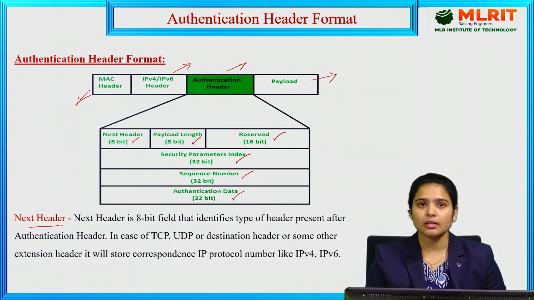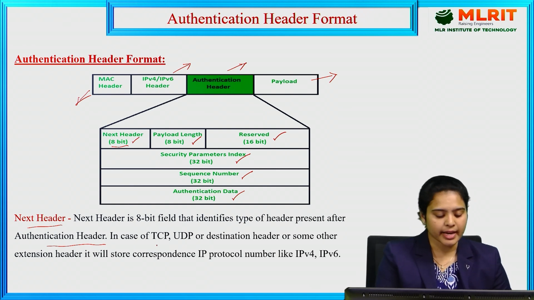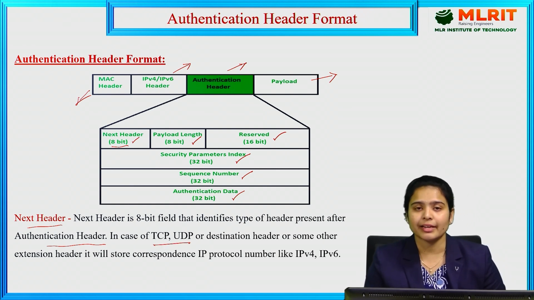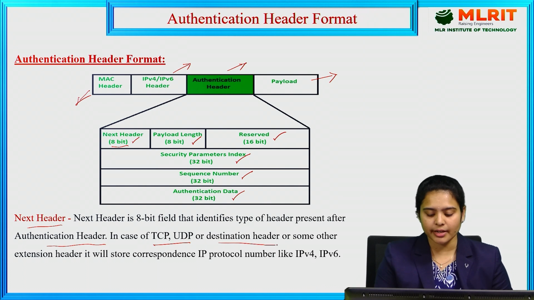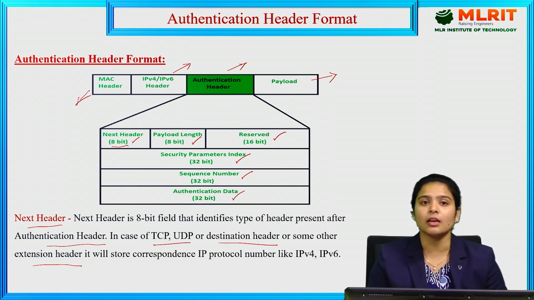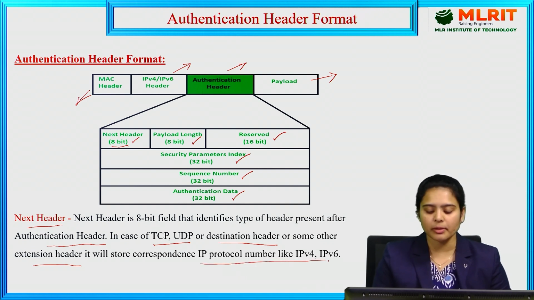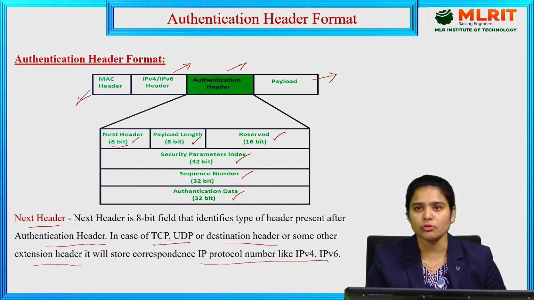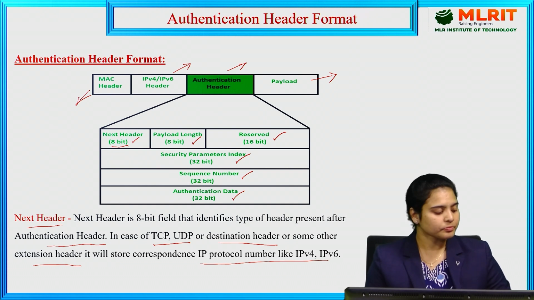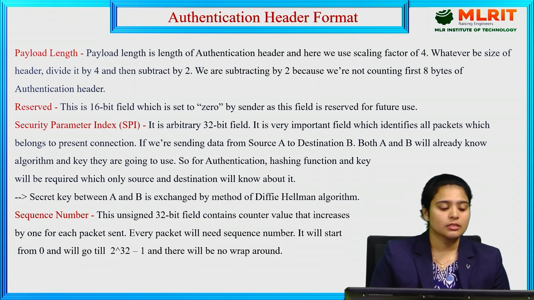Next header also contains 8 bits and it is present after the authentication header. In this case, we can have TCP and UDP, and wire and wireless connections can also use the next header format, and destination header or some extensions will happen. Of these extensions, there will be some protocol numbers like IPv4 and also IPv6 protocols. The next one is payload length.